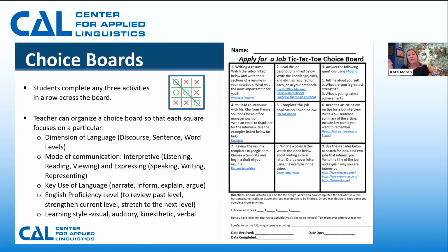So in this example, the activities center on the same content or topic. In this case, it is applying for a job. But each activity requires different modes of communication, different dimensions of language, and focus on different learning styles.